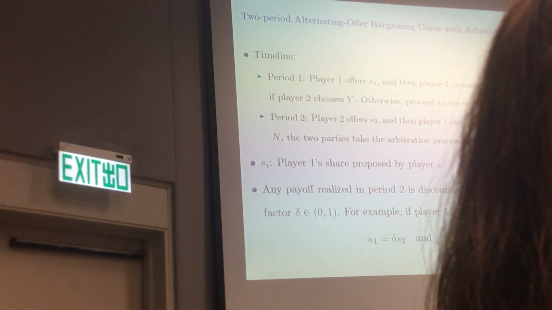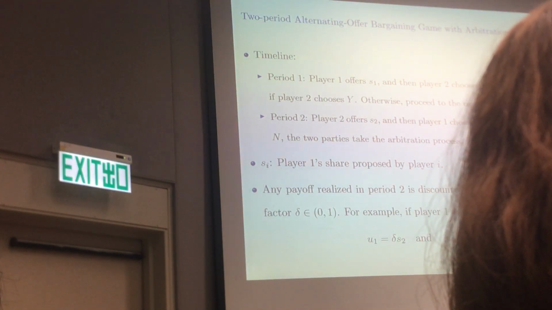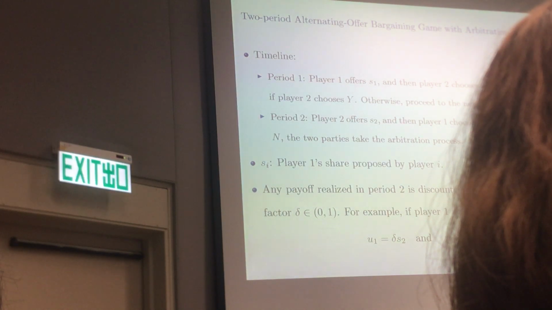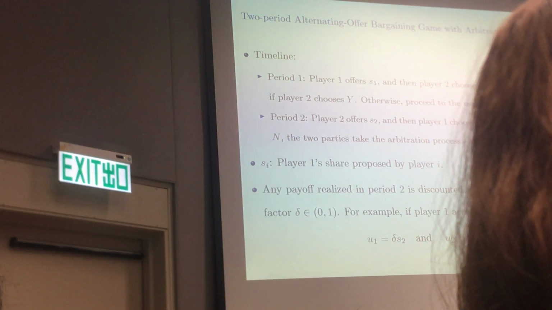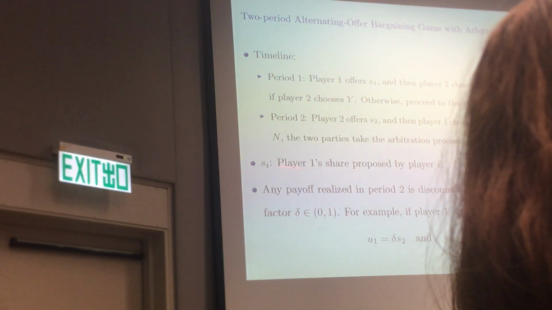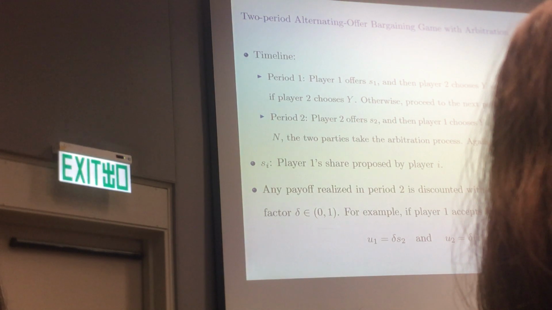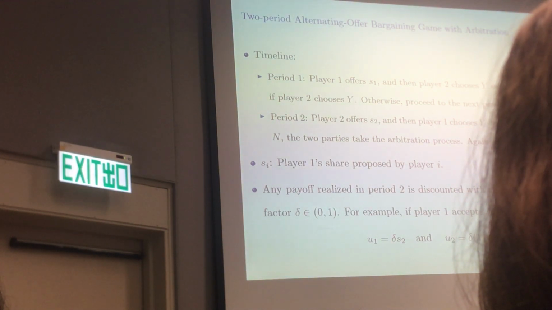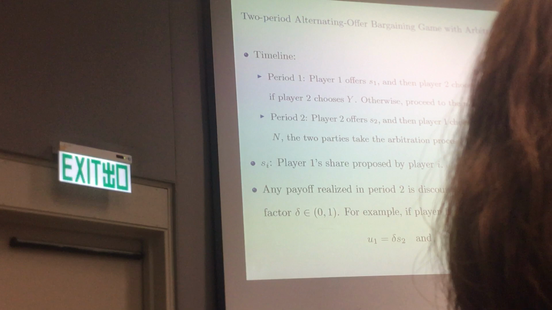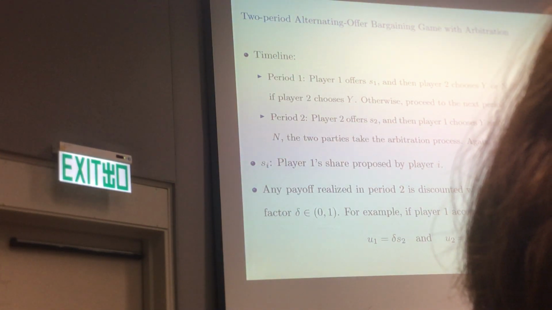So that means if S2 is equal to 1/3, player 2 proposes that player 1 will get 1/3 of the cake, and player 2 will enjoy the residual, which is 2/3. Okay, so this is just a piece of notation agreement between you and me. S_i always means player 1's share according to player i's proposal. So that's one thing I would like to emphasize.